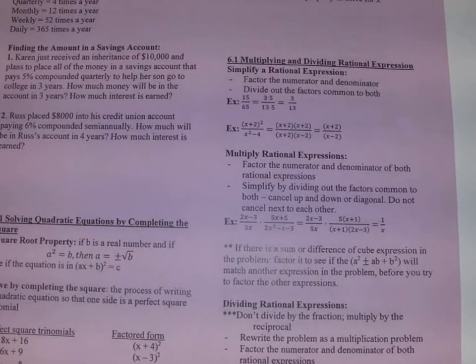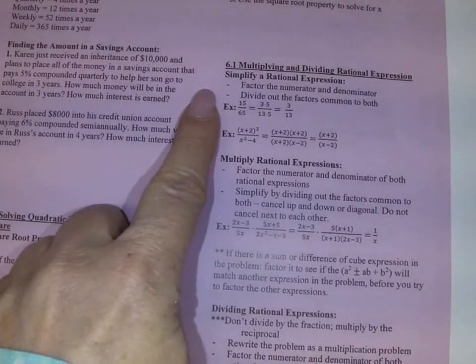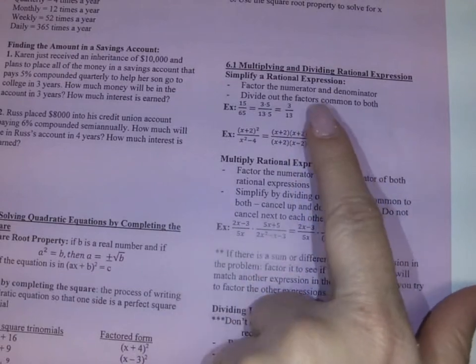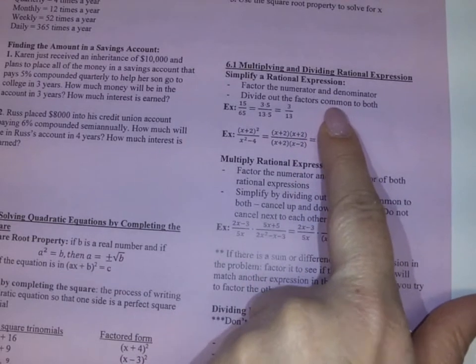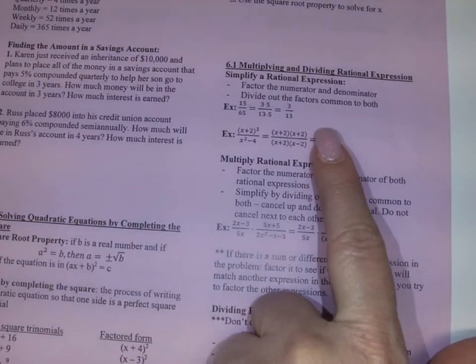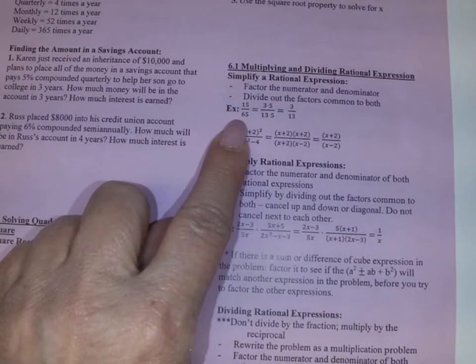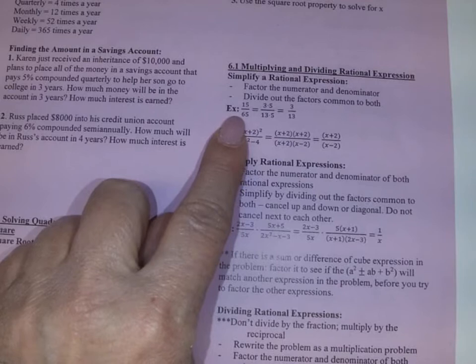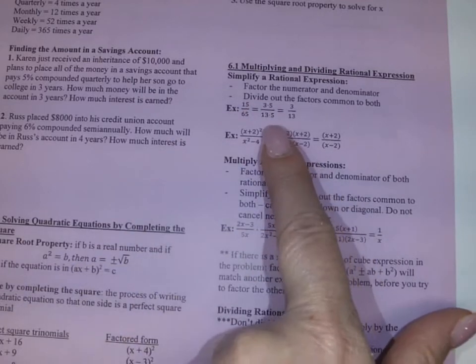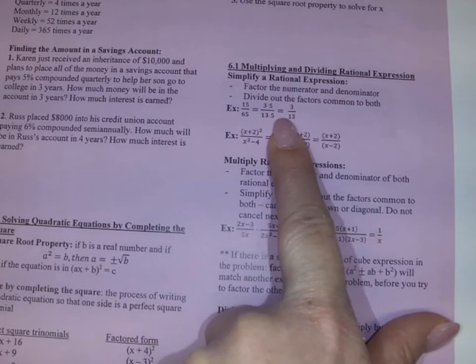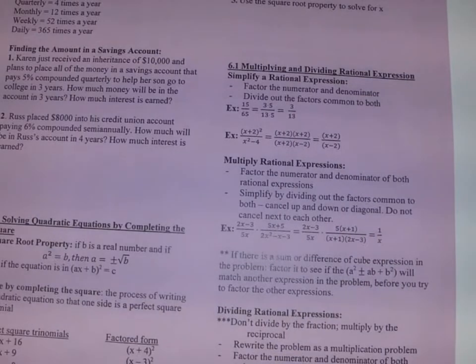In this section, we are going to multiply and divide rational expressions. So first of all, we're going to talk about simplifying a rational expression. You want to factor the numerator and the denominator, divide out the factors common to both. So if we had like 15 over 65, they both will divide by 5. So 3 times 5 over 13 times 5, the 5 would cancel, and we'd have 3 over 13.